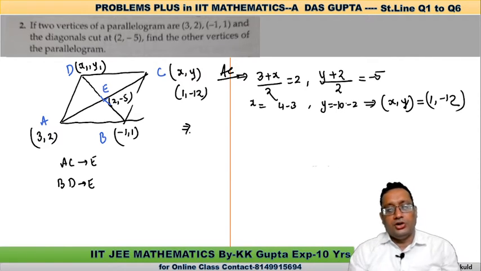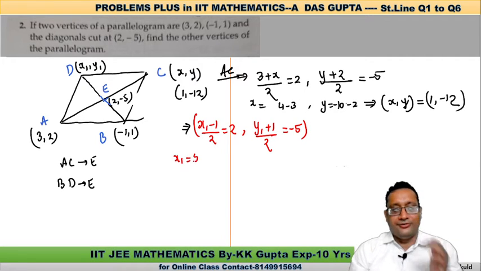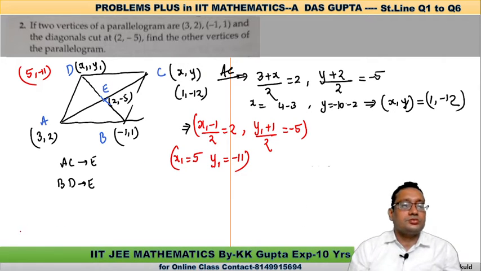Now I am taking the D coordinate. For the D coordinate, (x1 minus 1) divided by 2 is equal to 2, and (y1 plus 1) divided by 2 is equal to minus 5. So x1 is equal to 4 plus 1, that is 5, and y1 is equal to minus 10 minus 1, which becomes minus 11. So the D coordinate becomes (5, minus 11). I'm just checking it by taking the midpoint, because the diagonals bisect each other.